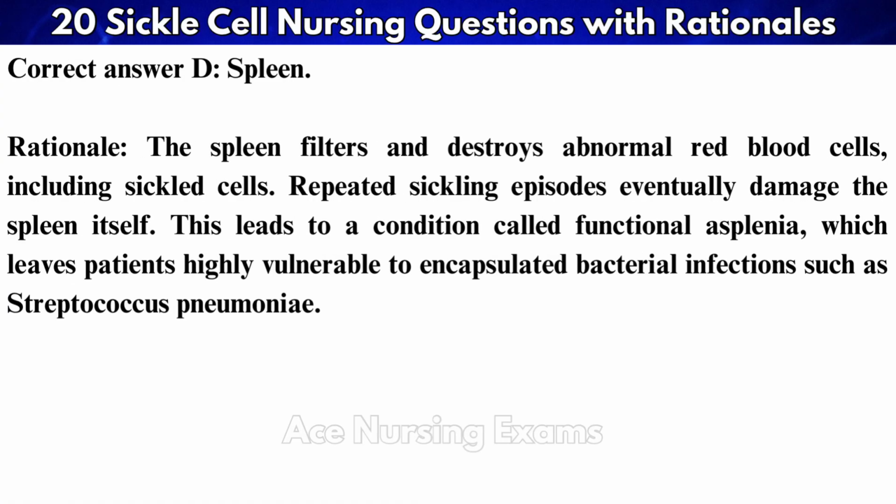Spleen. The spleen filters and destroys abnormal red blood cells, including sickled cells. Repeated sickling episodes eventually damage the spleen itself, which leads to a condition called functional asplenia, which leaves patients highly vulnerable to encapsulated bacterial infections, such as Streptococcus pneumoniae.